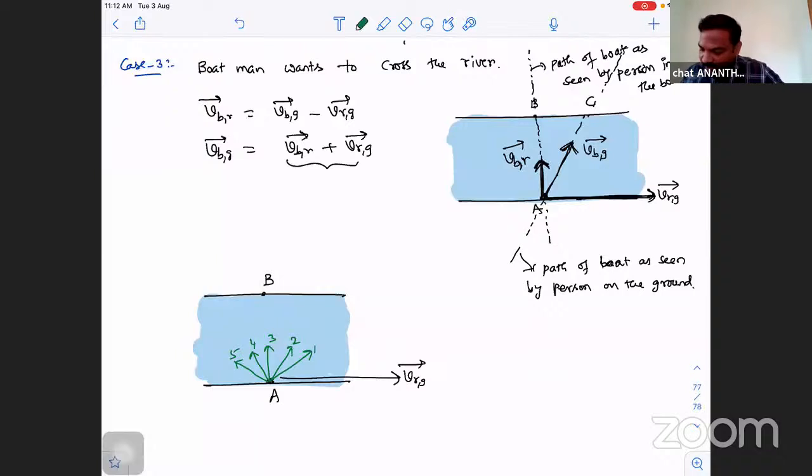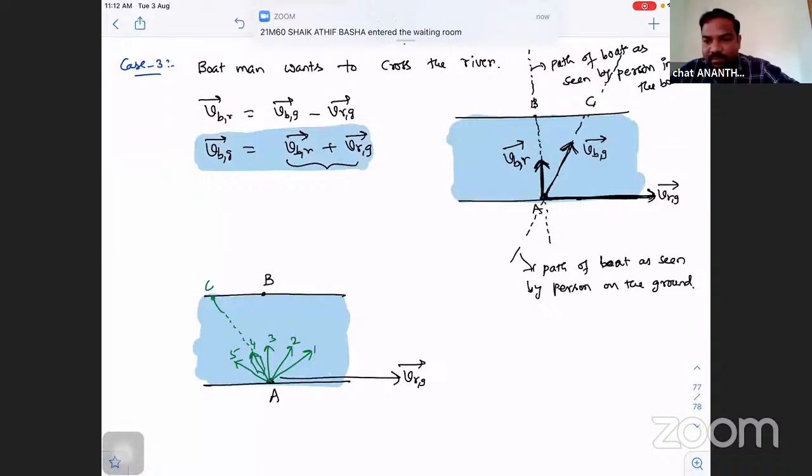That means he has to aim at some other point. Let us say he is aiming at point C. If he is aiming at point C, then he will reach point B. Understood? If the boatman is aiming to reach point C, he might reach point B. All of you understood this idea? Clear? And a very important thing is this. Try to understand this part. The resultant of the velocity of the boat with respect to the river plus the velocity of the river with respect to the ground will give you the velocity of the boat as seen from the ground.